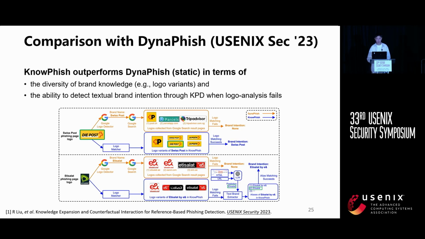If we take a closer look at the baseline, which is the work from last year, we find that it actually suffers from the so-called logo matching failure problem. KPD improves on it by providing a much more diverse brand knowledge base, like the logos, and by analyzing the text information when the logo analysis fails. Thus, it has a higher chance to detect the brand intention than the baseline does.